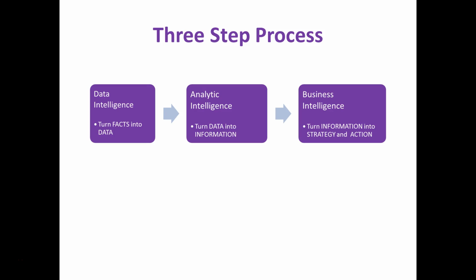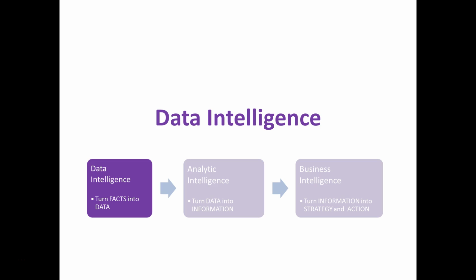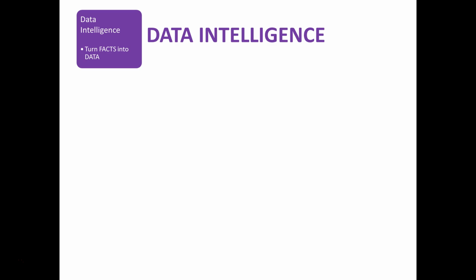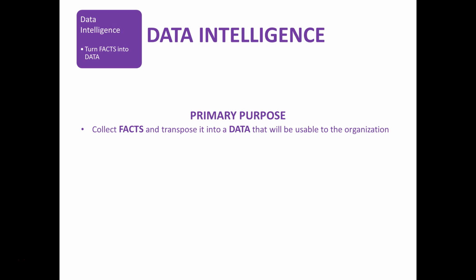Hello. In this talk, we are going to explore further the three-step process, but we're going to focus more closely on the first piece of data gathering, which is going to be the data intelligence part. Now, as we mentioned in the previous discussion, the primary purpose of data intelligence is to collect facts from lots of different places and then transpose it into useful data, and this is data that can be consumed by other parts of the organization, like the analytics people or the managers in the BI section.